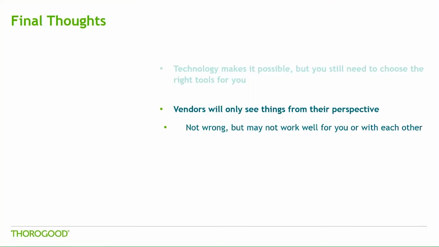Secondly, vendors are producing excellent products. There's a lot out there, but often vendors are going to see the possibilities from their own point of view. That doesn't mean that every approach they tell you is wrong, but again, think about whether the approach is right for you and your organization. Think about what your targets are, what's going to deliver value in your business, and what works well with the technologies that you've already got in place.